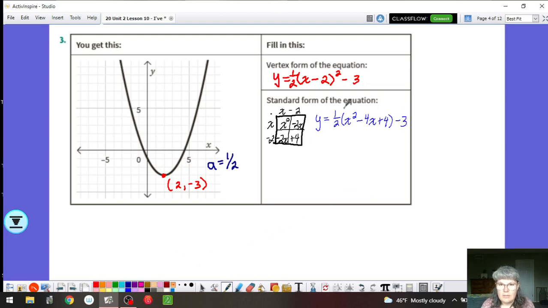Before I do anything else, I need to distribute the 1/2. So we will have y equals 1/2 x squared. 1/2 times -4 is -2x. 1/2 times 4 is 2. Subtract 3. And now I can combine the like terms of 2 and -3. So my standard form is 1/2 x squared minus 2x minus 1.